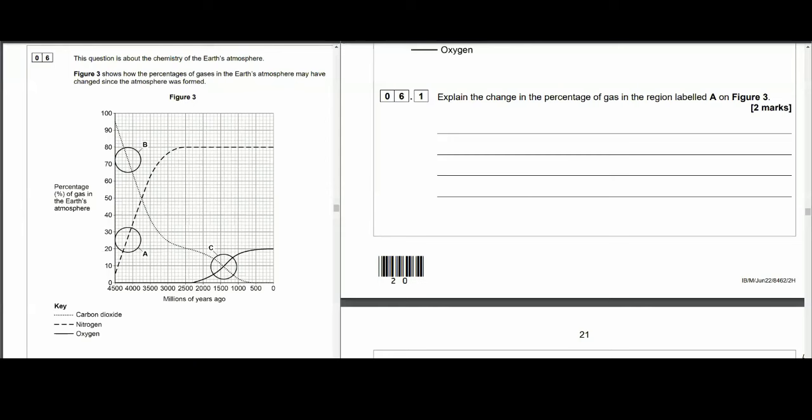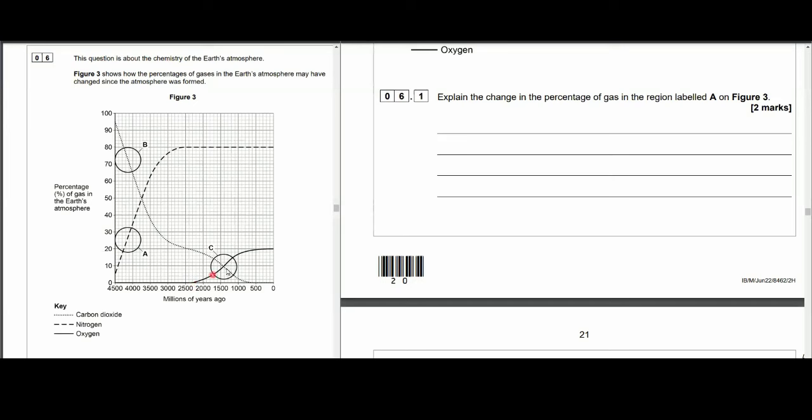Okay, moving on to a new question. You might want to pause the video and study the data here. This is question 6 and 6.1. This question is about the chemistry of the Earth's atmosphere. Figure 3 shows how the percentages of gases in the Earth's atmosphere may have changed since the atmosphere was formed.